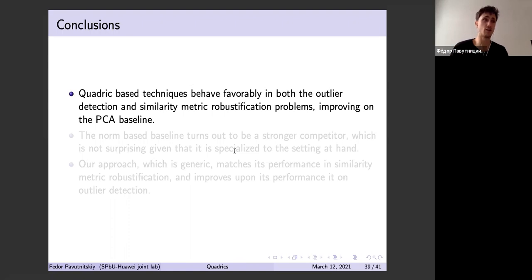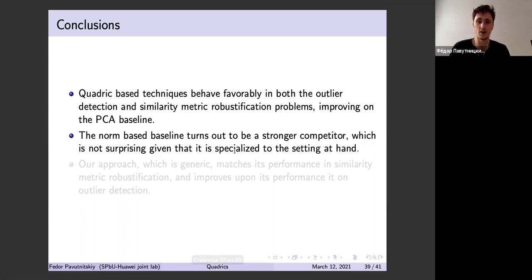Again, this is not metric learning. We're not trying to find a better similarity function. We just try to exclude outliers from the computation of similarity. Yes, it improved the PCA baseline quite sufficiently in the anomaly detection problem, and by 1% in the similarity robustification problem, but still, the norm-based baseline is indeed a stronger competitor.